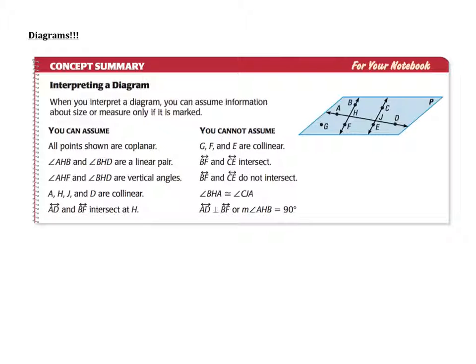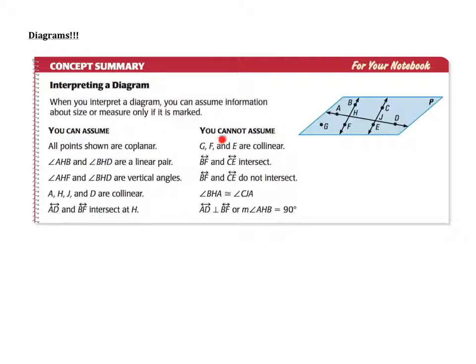Next, I can assume that A, H, J, and D are collinear. They're all lying on this line, so I can assume that they are collinear because they're all on that line. And finally, I can assume that line AD and line BF intersect at point H. So here's line AD and line BF, and they intersect at point H. I can assume intersection points of two lines.